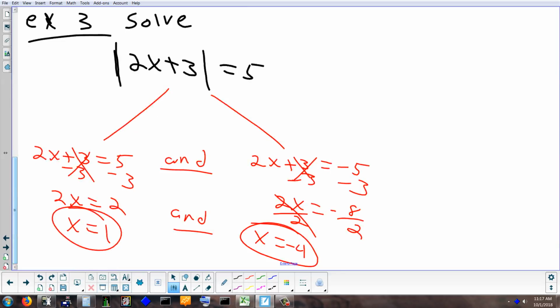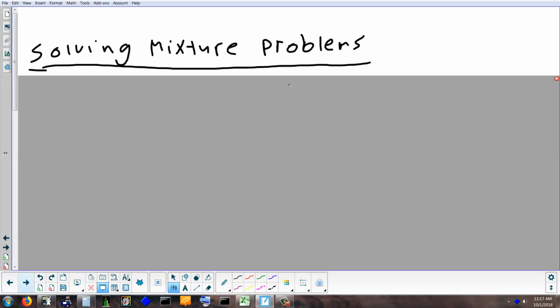Any questions on that? Okay. So mixture problem. Okay, let's take a look at that. So before we get into, I think the next thing is going to be quadratics. But before we get into that, we're going to look at an application for linear equations. Okay, not quadratics, just linear. And that's a mixture problem.